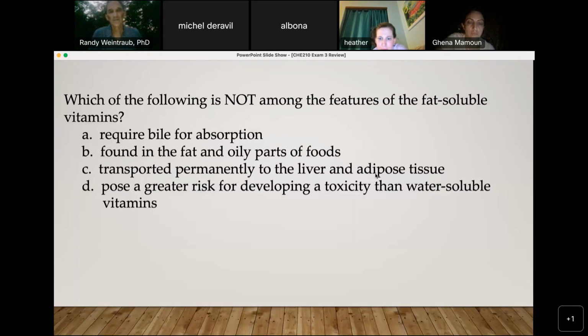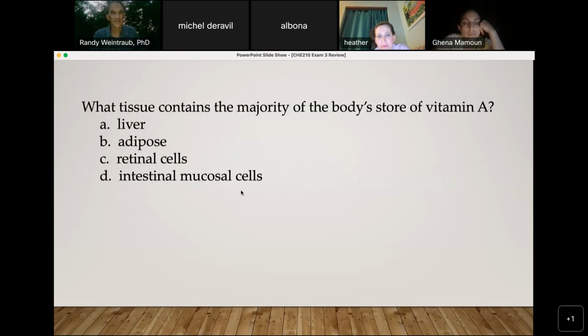Transported permanently to the liver and adipose. So if that happens, then we wouldn't ever make use of them. Pose a greater risk of developing toxicity, so that's true. The last one's true. So it is C. Fat-soluble vitamins could be temporarily stored in the liver and adipose, but not permanently there.